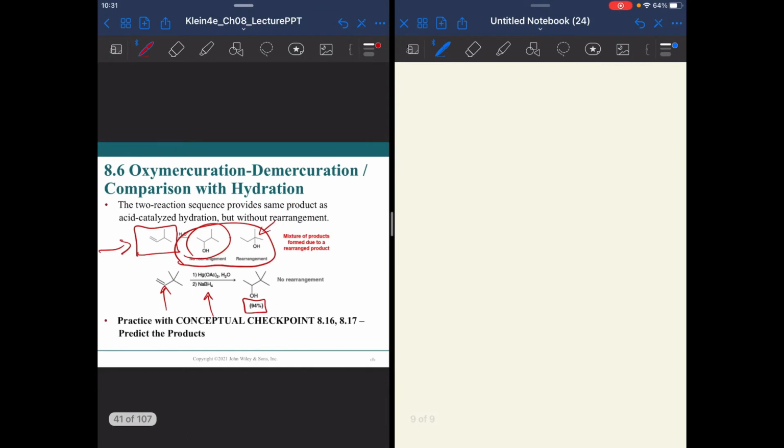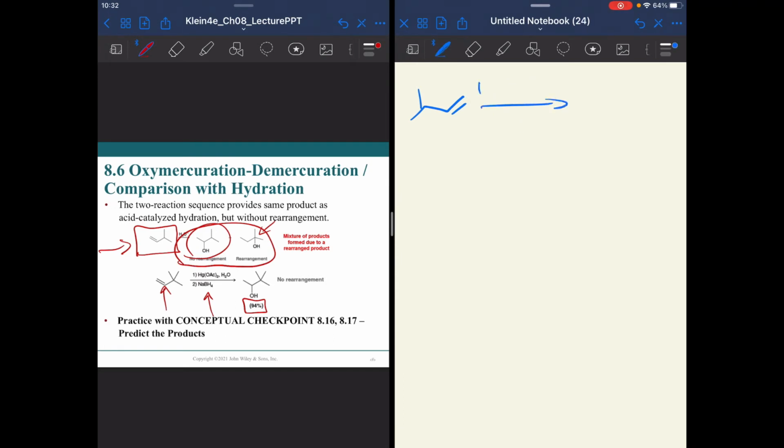So let's see, conceptual checkpoint. We'll just do one more example here. If you had a double bond, here we go. Actually, let's not bring a ring into it just yet. We go, and you wanted to do, sorry, making up problems on the fly is not my strong suit.